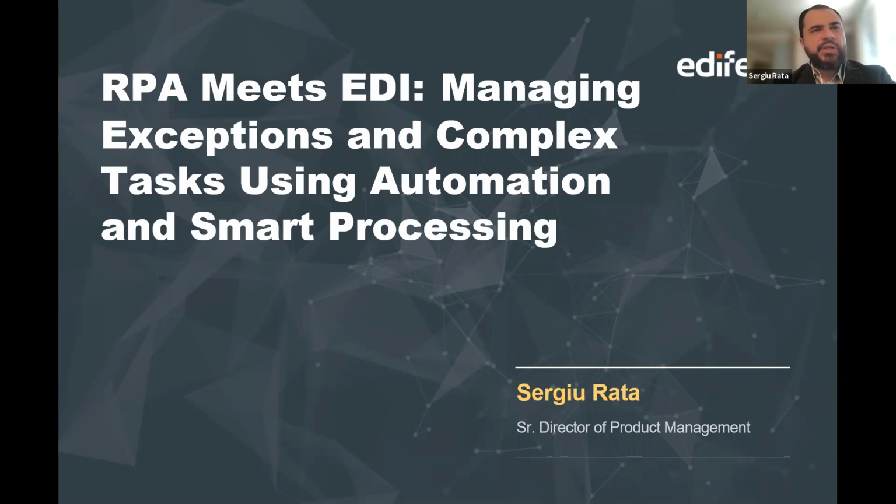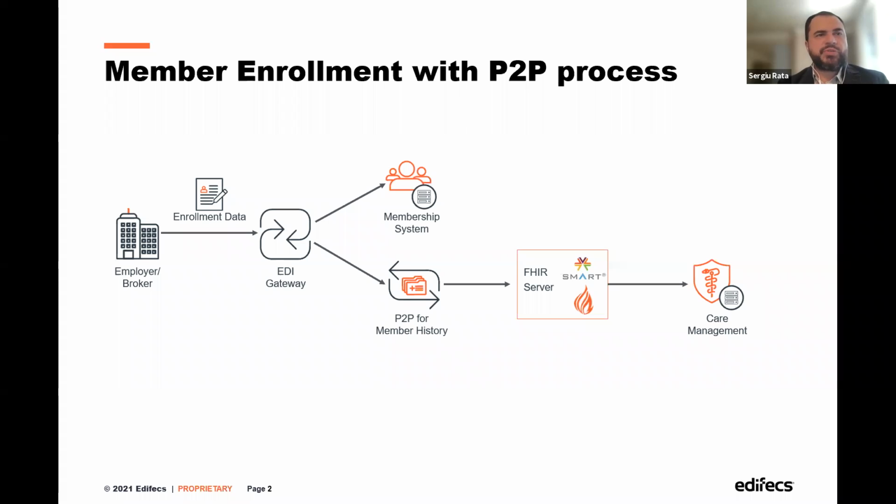Thanks, John. So yeah, I picked up a use case, the member enrollment use case, which, with the addition of the peer-to-peer mandate, is going to be getting extended. So what you see on the screen is the beginning of what is a traditional enrollment process, where the employer or broker is sending enrollment data to the payer's EDI gateway. That enrollment data is getting processed and then is ultimately pushed into the membership system.